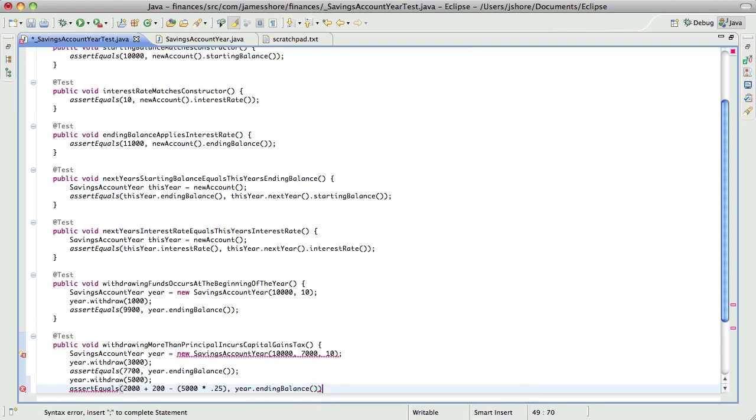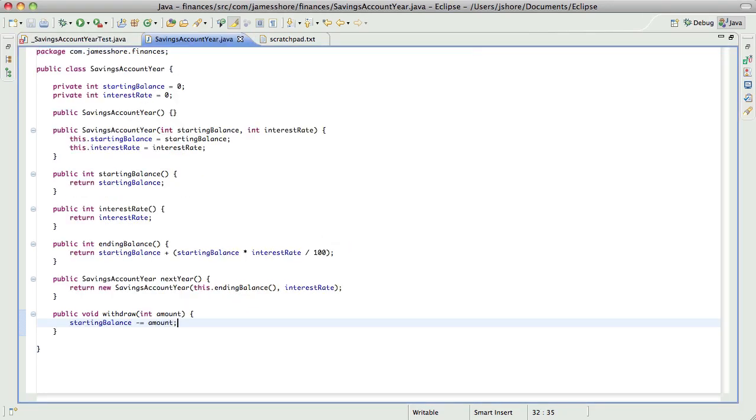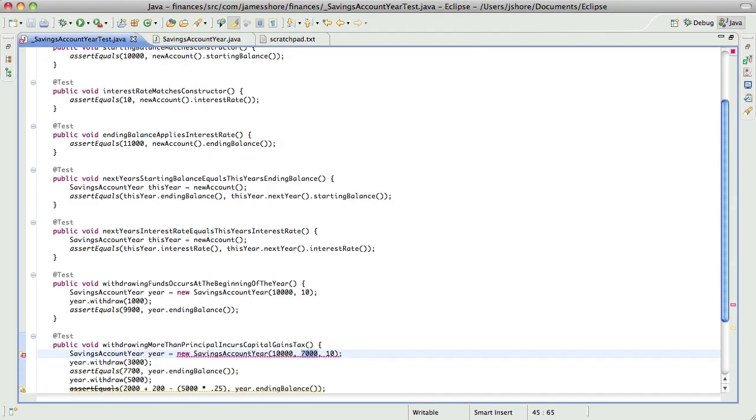Now this isn't going to compile at all. We've got this new capital gains number, but this is just sort of a way of getting it in there. So I'm going to toss this in. We'll come back and clean this up in a moment. Again, you can see the pattern happening here.